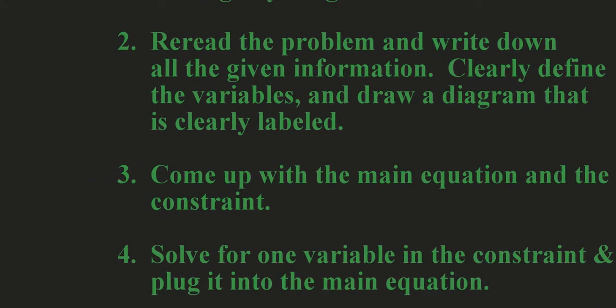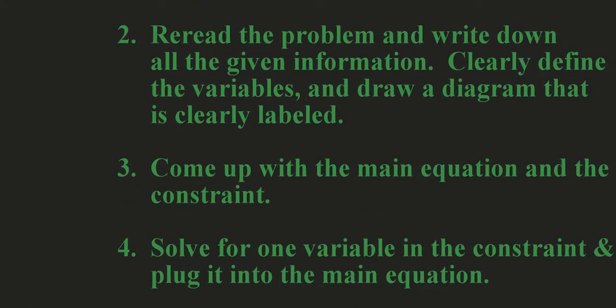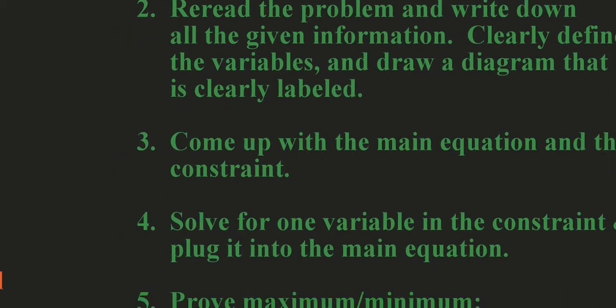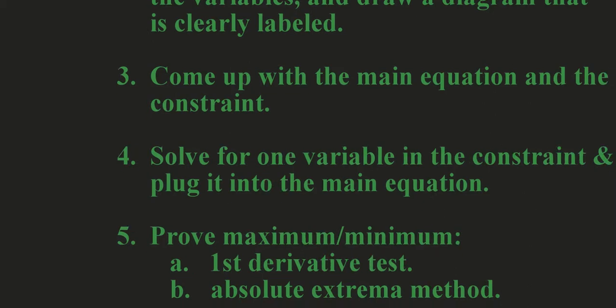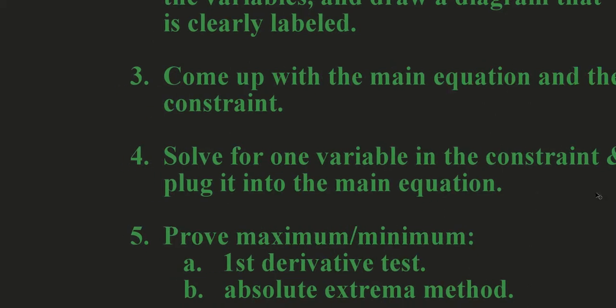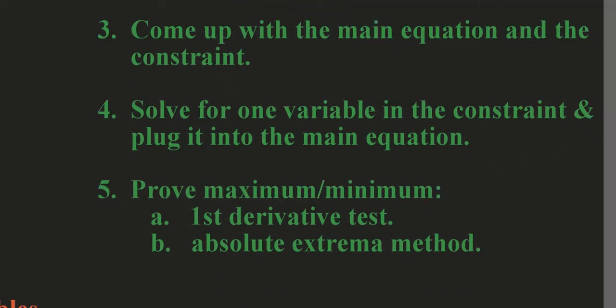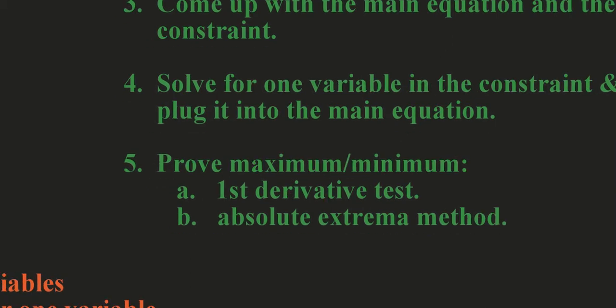Then you come up with the two equations, the main equation and the constraint. That's step 3. Step 4, you're going to solve for one of the variables in the constraint and plug it into the main equation. Then we're to the max-min stuff that you should already be familiar with if you've done max-min problems, given equations.